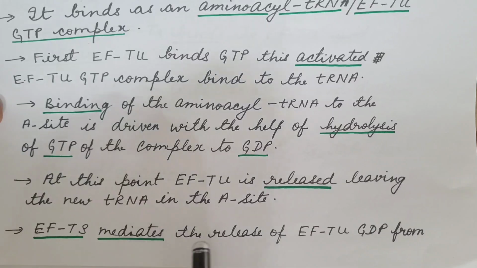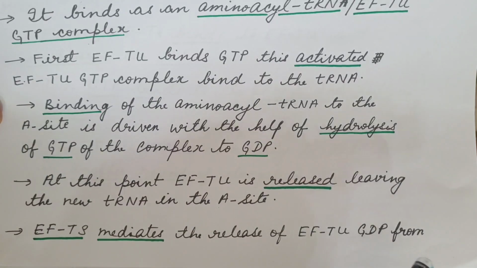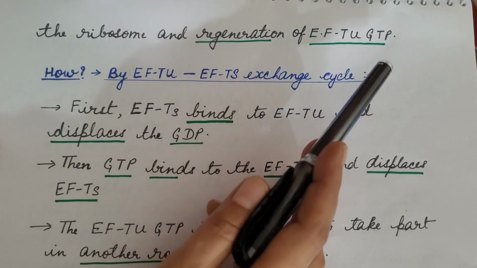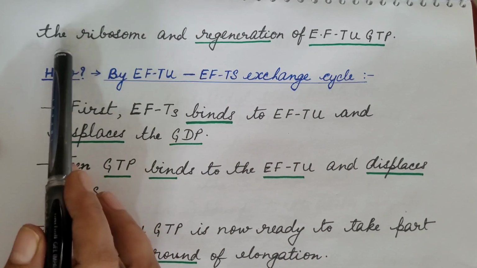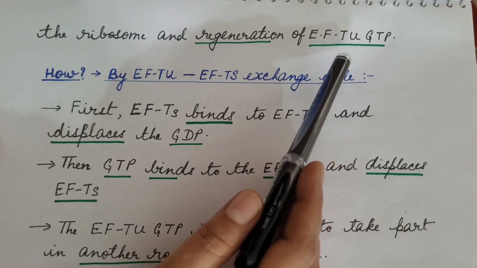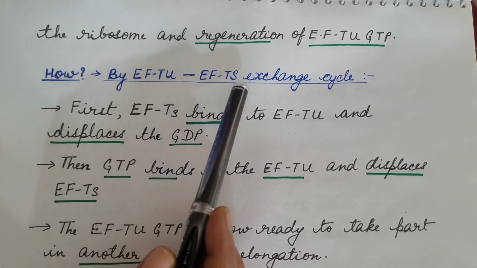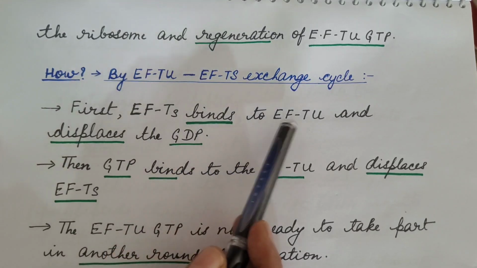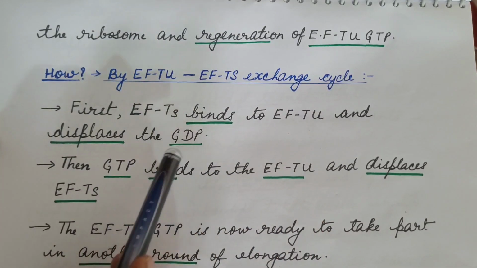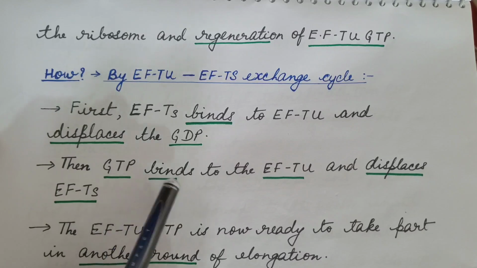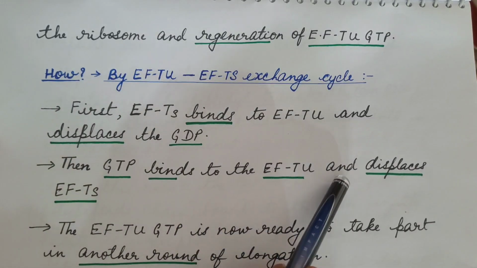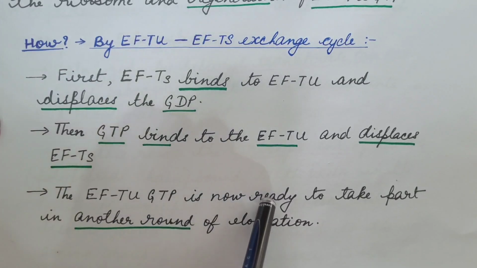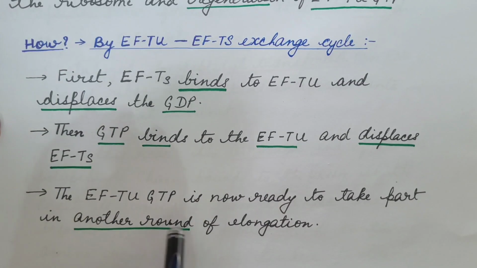EFTS mediates the release of EFTU GDP from the ribosome and regeneration of EFTU GTP. So how does the regeneration of EFTU GTP take place? By the EFTU EFTS exchange cycle. First, EFTS binds to EFTU and displaces the GDP. Then GTP binds to the EFTU and displaces EFTS. EFTU GTP is now ready to take part in another round of elongation.